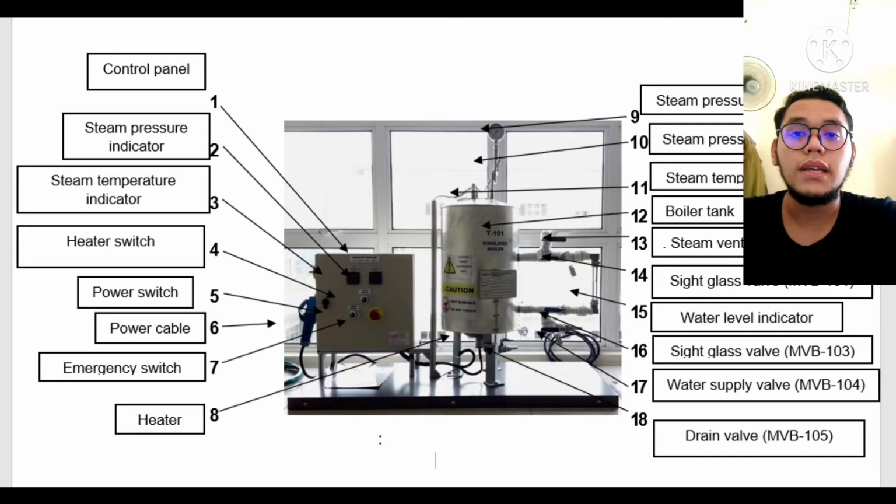9 steam pressure gauge, number 10 steam pressure transmitter, number 11 steam temperature transmitter, number 12 is the boiler tank, number 13 we have a steam vent valve, or we call it as MV102, and number 14 we have side glass valve, and we call it as MVB101. After that we have water level indicator, and number 16 side glass valve, which is MV103. Number 17 we have water supply valve, which we call MVB104, and last one at number 18 we have drain valve, we call it as MVB105.